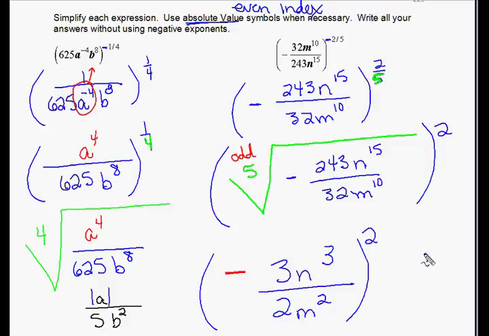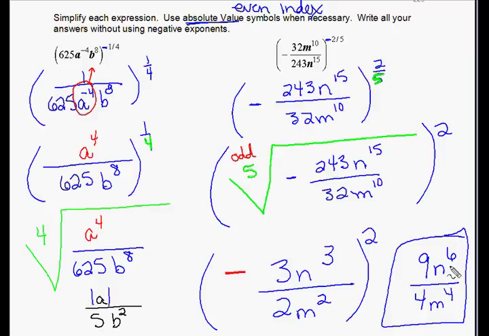When you square a negative, it's positive. 9. N to the 3rd power raised to the 2nd power, power to a power, multiply exponents, n to the 6th. 2 squared is 4. And m squared squared is m to the 4th. So that would be our final answer. Now you notice here I'm not worried about putting in absolute value bars because we never had an even index. So we're totally fine here, and that's our final answer.